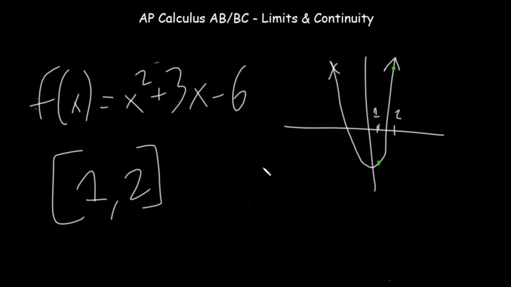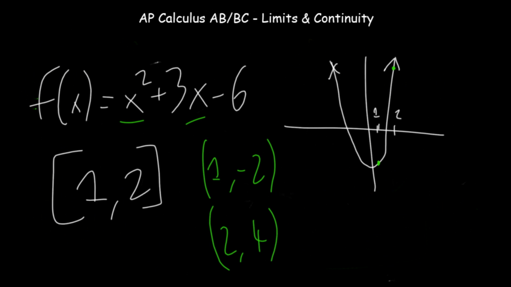You could also plug it into this equation if you want. You have 1 squared, which is just 1, plus 3 times 1, which is just 3, so 1 plus 3, 4, minus 6 is negative 2. So we have the point 1, negative 2. If you plug in 2, you get 2 squared, which is 4, plus 6, which is 10, minus 6, which is 4. So by evaluating its coordinates, you can already see why there has to be a 0 here, because f of 2 is greater than f of 1 and they're of opposite signs.